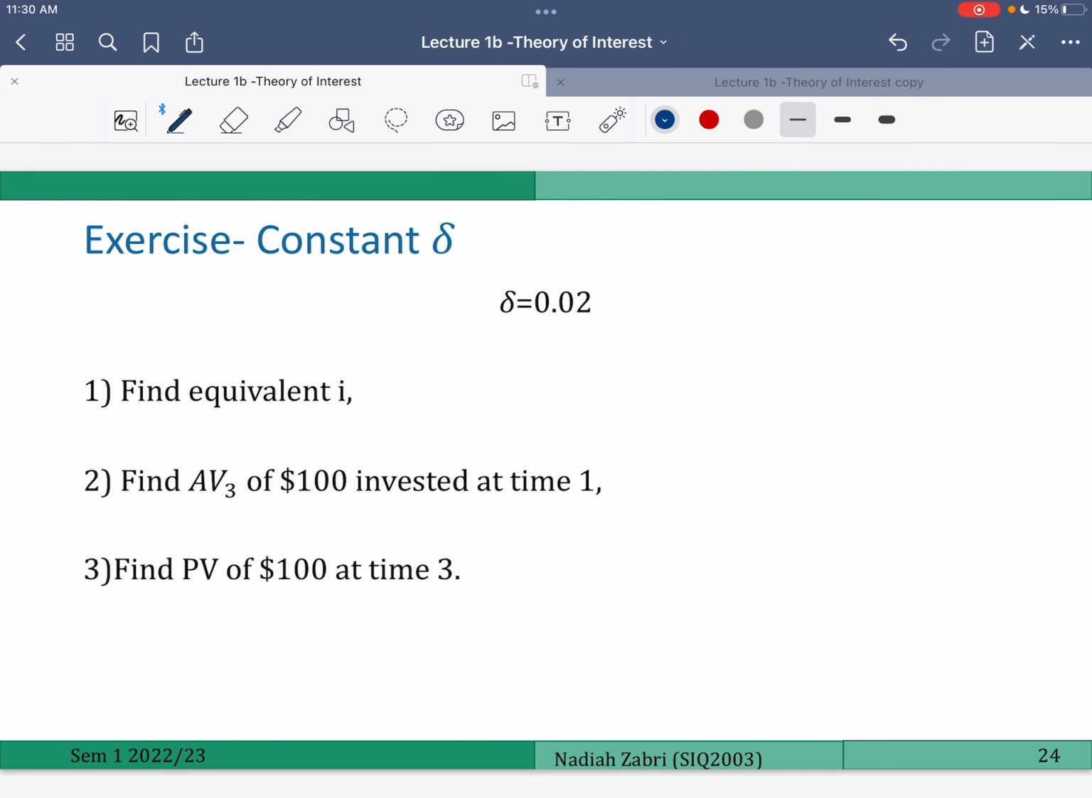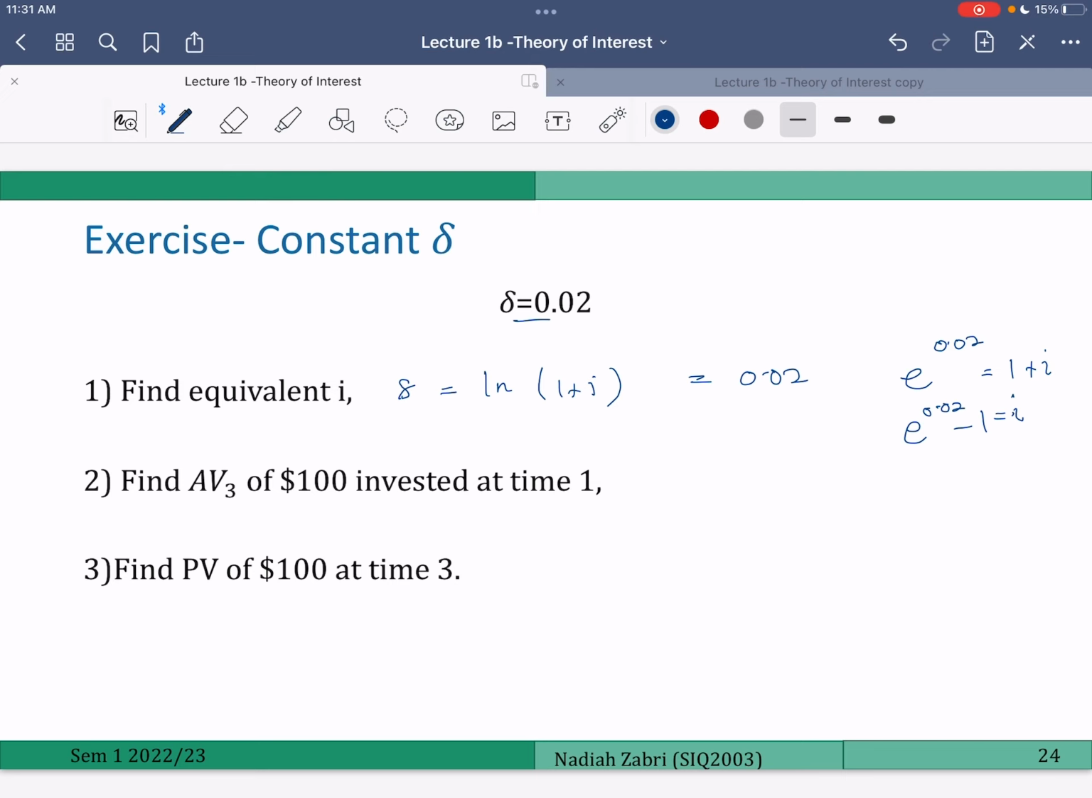Okay, exercise on constant delta. Let's find the equivalent i given this delta. We know already delta equals ln(1 plus i). We know delta is 0.02. So the exponential of 0.02 equals 1 plus i. And i will be the exponential of 0.02 minus 1.